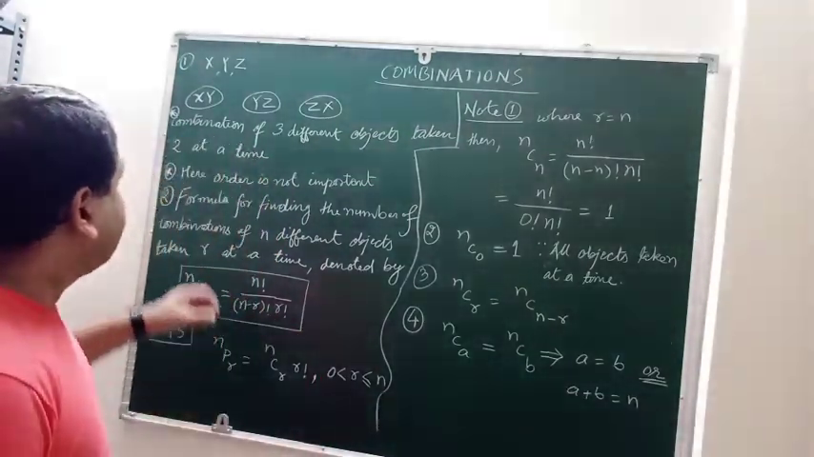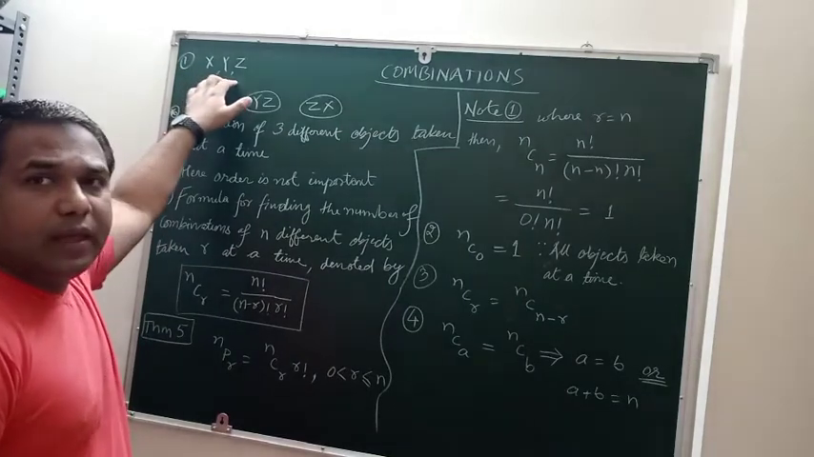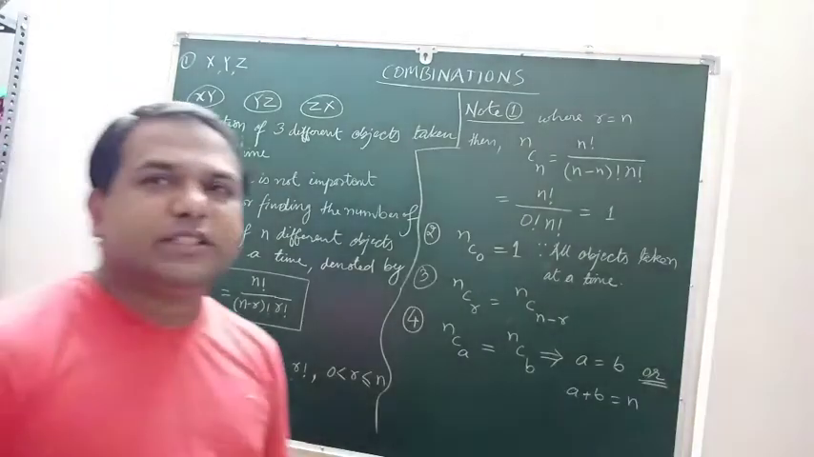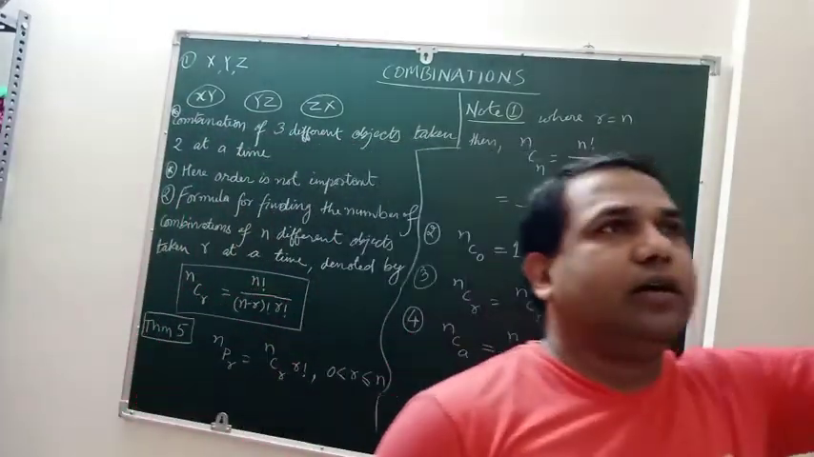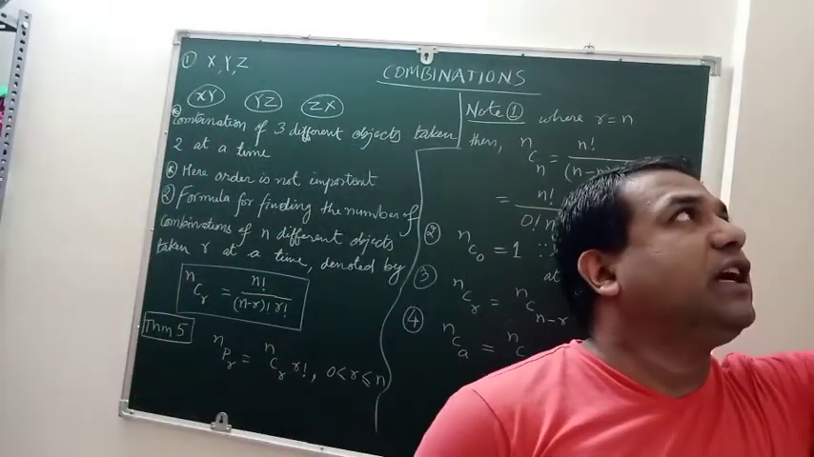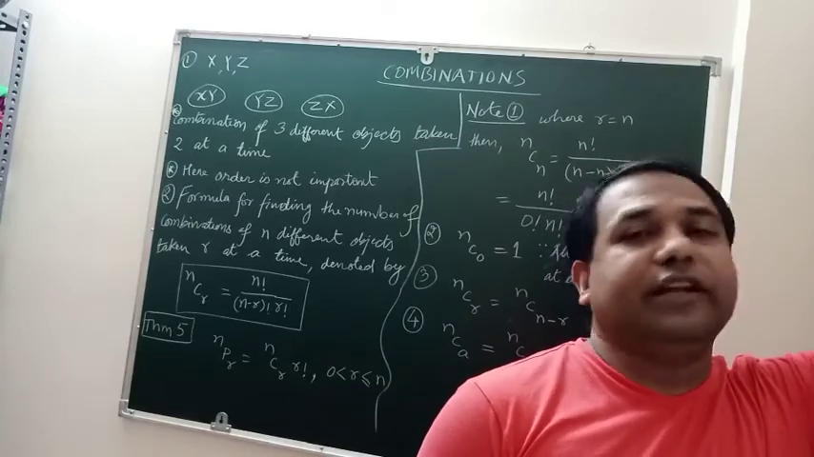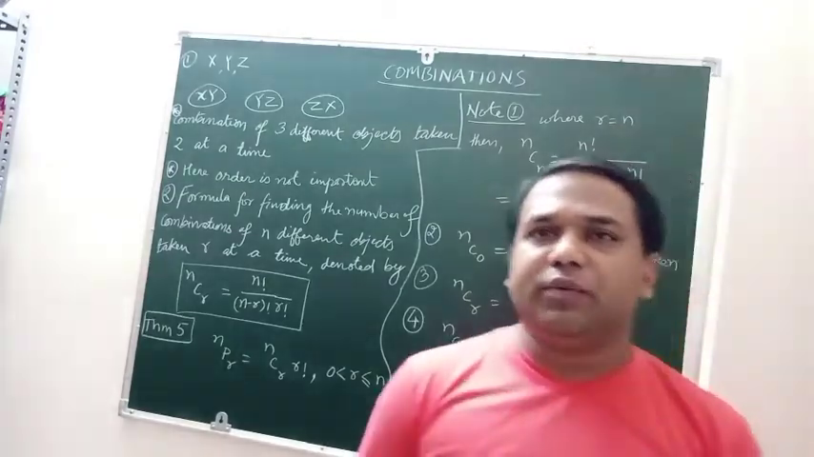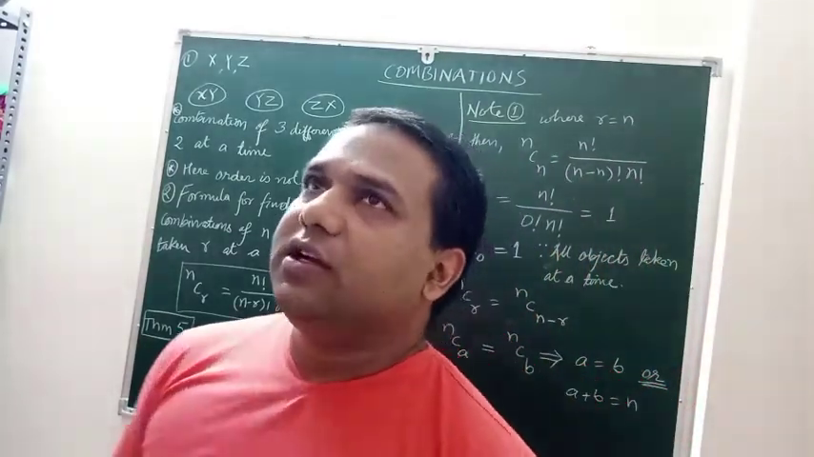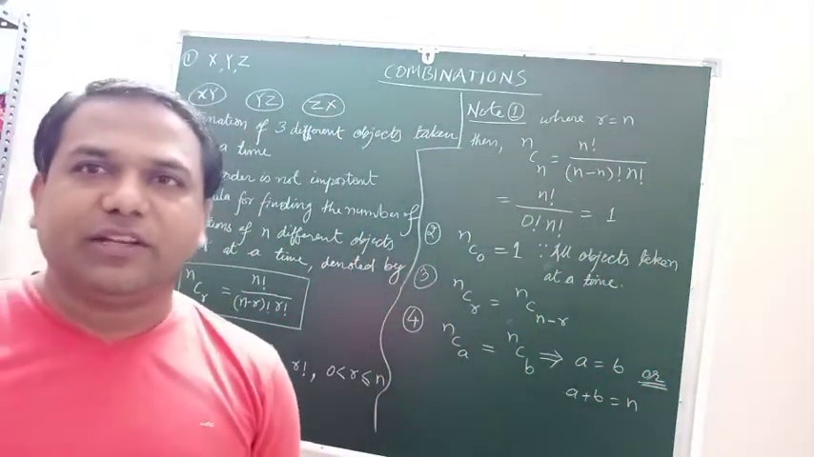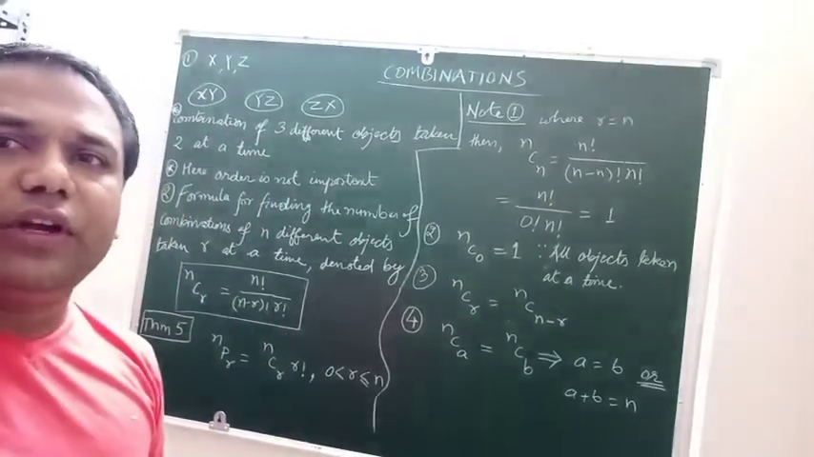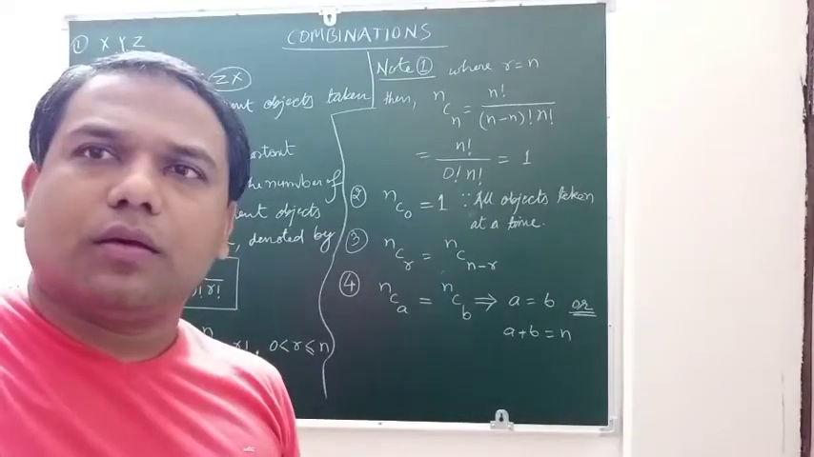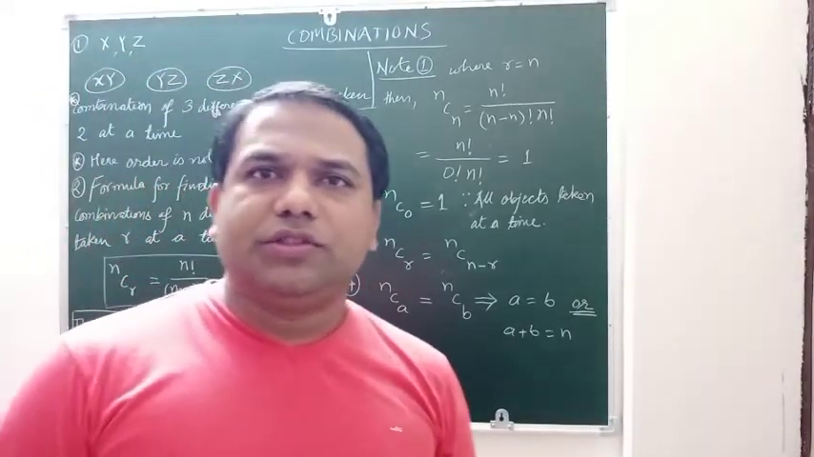Let us say there are three objects and we are selecting two at a time. Basically the difference is, if we are talking about permutation, that means we are talking about arrangements, whereas if we are talking about combinations, that means we are talking about selections. So arrangement is different and selection is different. So we are talking about the selection.